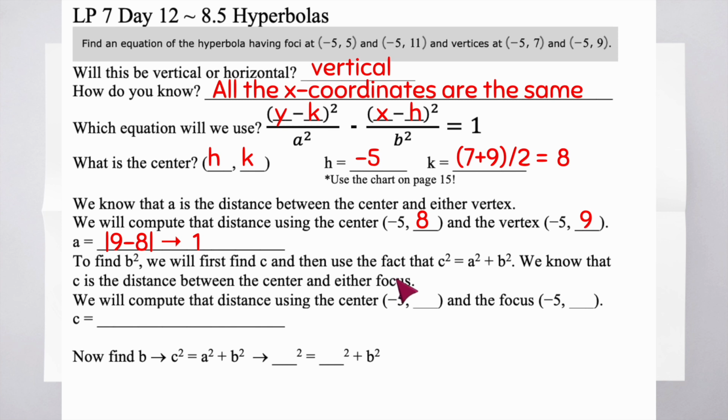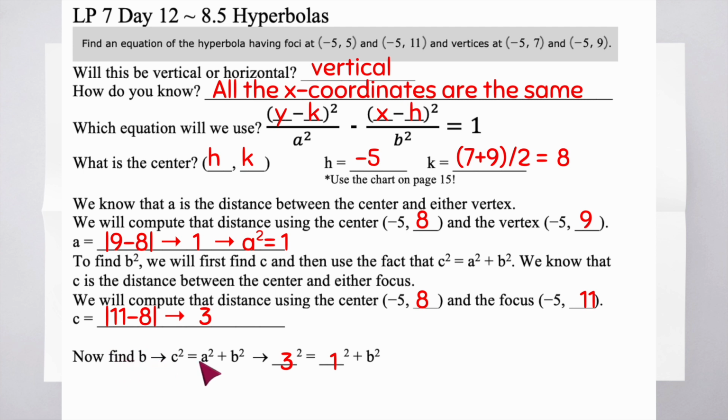So a is the distance between the vertex and the center, and c is the distance between the center and the focus. There are a few differences between ellipses and hyperbolas that we've seen already. We'll compute the distance using the center again. I did a squared because that's what we're going to put in the equation, but 1 squared is still 1. So we have our center (-5, 8), and we'll use the focus (-5, 11). Again, it doesn't matter which focus I chose. I compute the difference, 11 minus 8, and I get 3. I'm putting these in absolute value because I'm not going to use a negative, and then I want to square this when I put it in the equation.